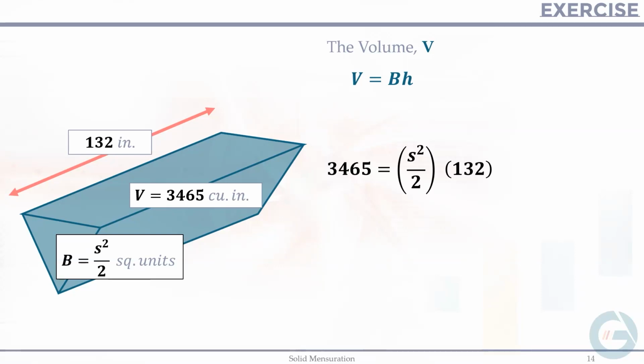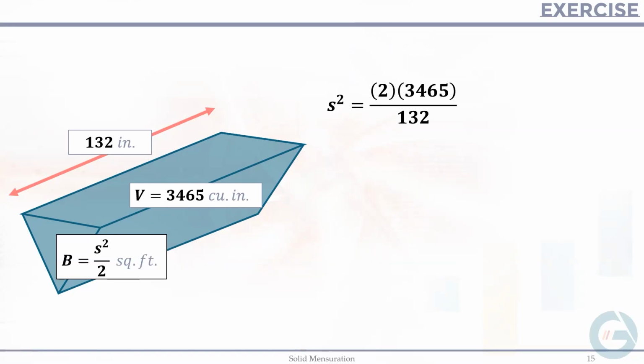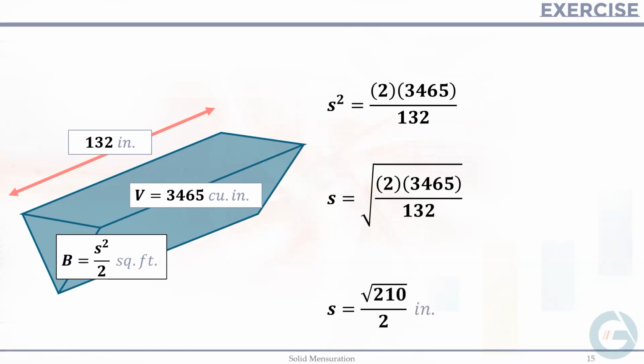So we can cross multiply the 2 to the volume, and of course after we multiply, we divide both sides by 132. And this will give us S squared equals 2 times 3,465 divided by 132. So let's continue. The square is transferred to the right side, so we have S equals square root of 2 times 3,465 divided by 132. And this will give us the value of S, which is the square root of 210 over 2 inches.